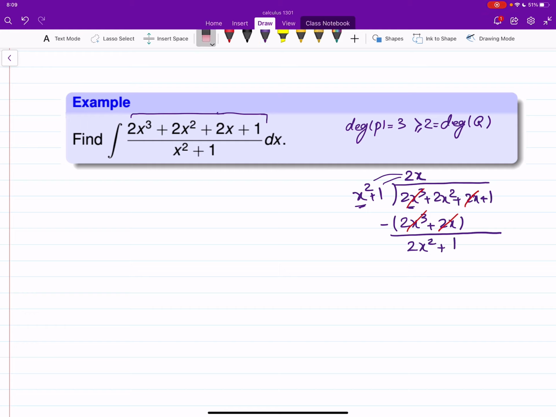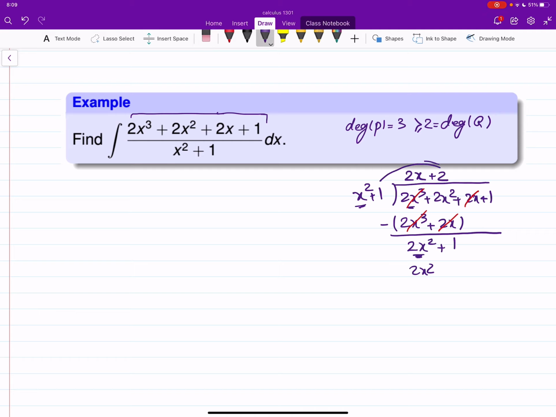Now, it's time for the second term. Now again, look at the leading terms here. 2x squared, that's x squared. What should I multiply to x squared to get 2x squared? Just 2. Then multiply, you get 2x squared. So you, oops, we already did that term.